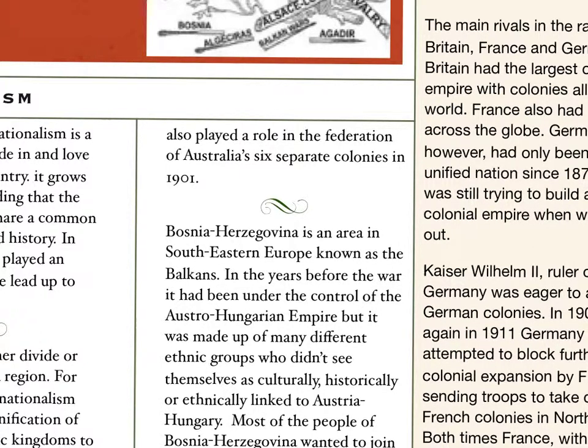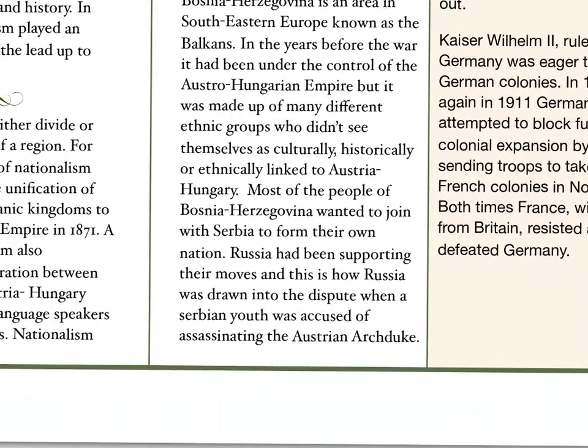Bosnia-Herzegovina is an area in southeastern Europe known as the Balkans. In the years before the war, it had been under the control of the Austro-Hungarian Empire, but it was made up of many different ethnic groups who didn't see themselves as culturally, historically, or ethnically linked to Austria-Hungary. Most of the people of Bosnia-Herzegovina wanted to join with Serbia to form their own nation. Russia had been supporting their moves, and this is how Russia was drawn into the dispute when a Serbian youth was accused of assassinating the Austrian Archduke.